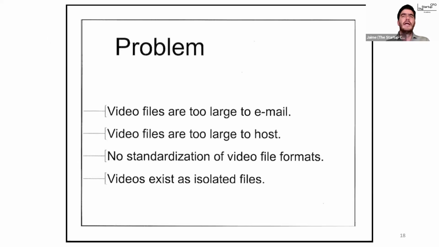So for example, this is YouTube. Again, you are going to see the visuals of the big companies back in the day. It's funny how simple it was. Problem: video files are too large to email. Video files are too large to host. No standardization of video file formats. Videos exist as isolated files. This is something that the investor can understand pretty quickly.